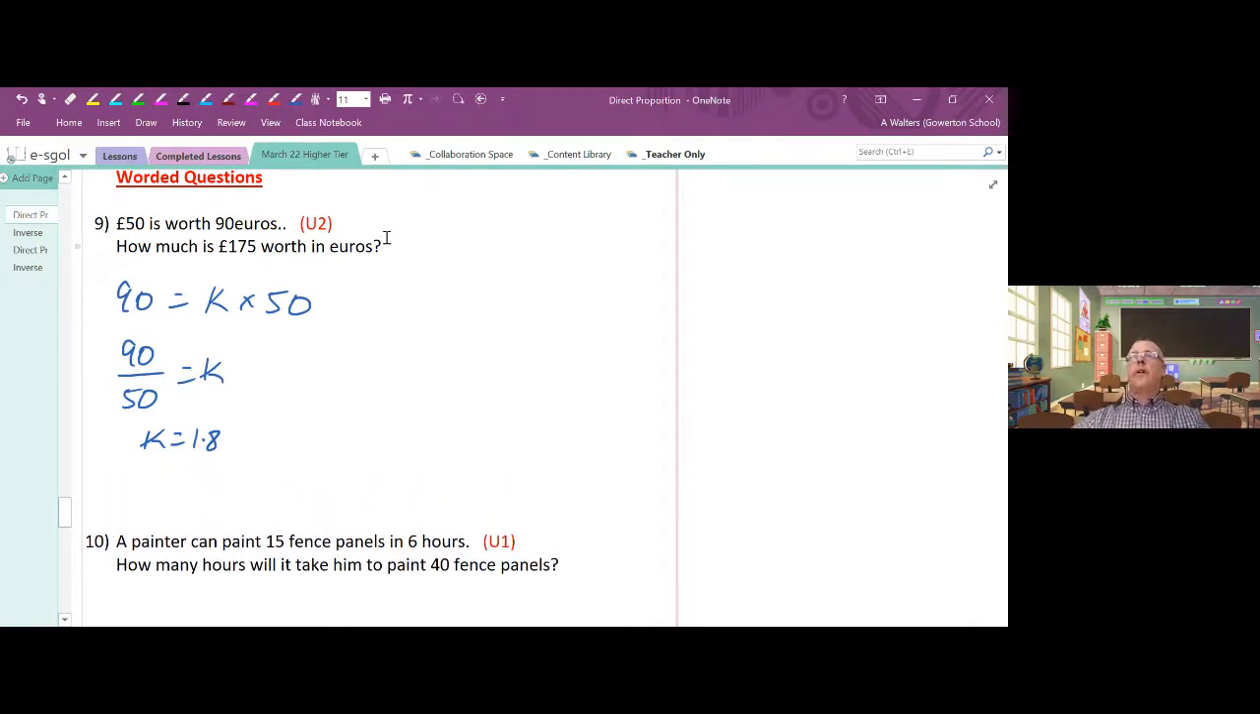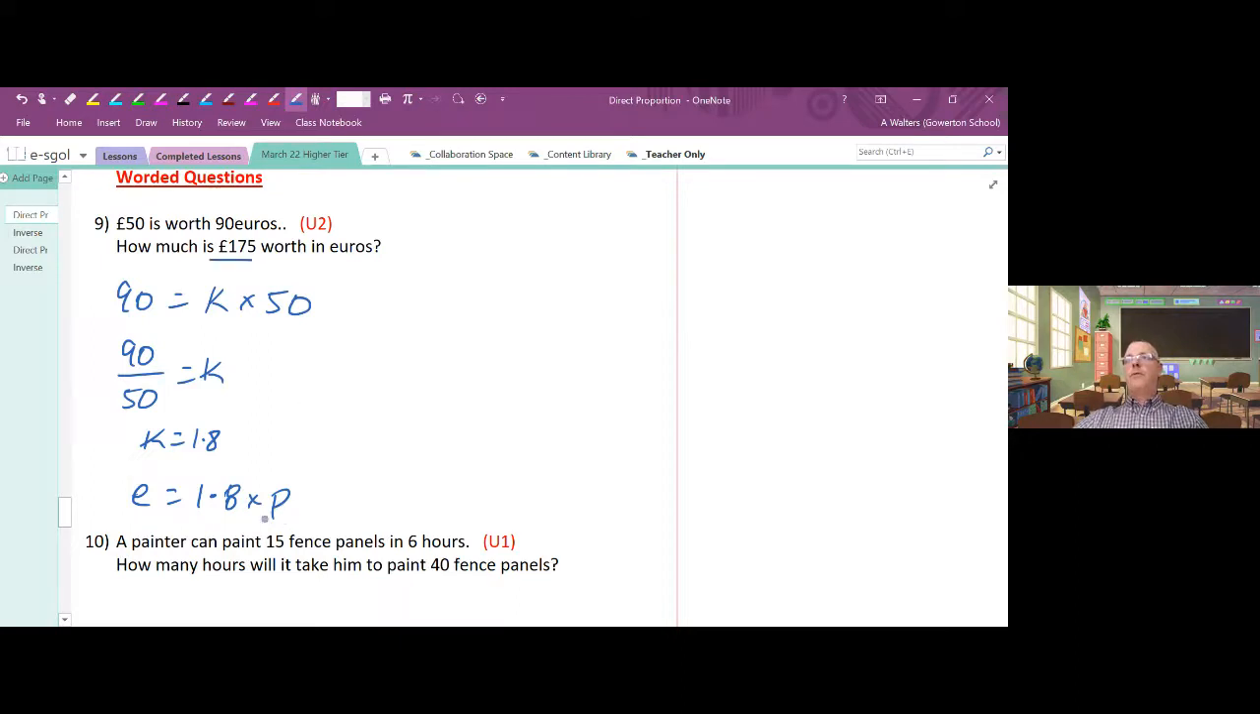Okay, so we've got, now it's up to you which way you want to word it. So I'm going to say the euros equals 1.8 times the pounds. Like that. You might put symbols in or whatever, but you always get the euros by saying 1.8 times the pounds. So now it's the case of saying, right, how much is 175 pounds worth?